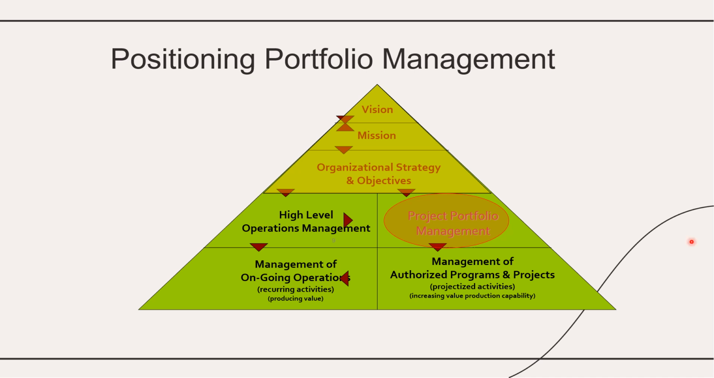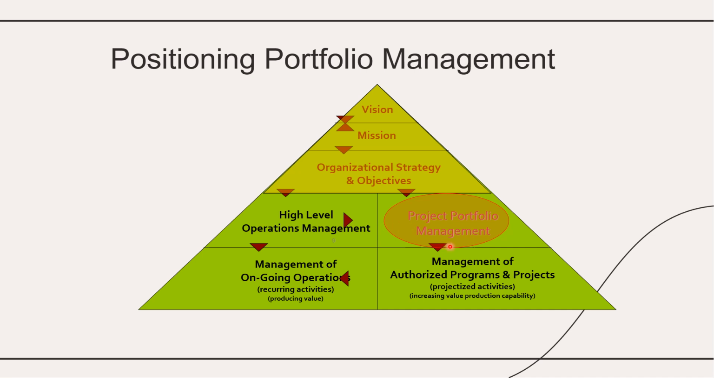Positioning portfolio management. Now, what is it all about? It starts right from the top vision, which then flows into mission and organizational strategies and objectives, wherein you have an operational level management which is looking into the execution of the organization's mission, and then there is project portfolio management where people have been assigned particular tasks.